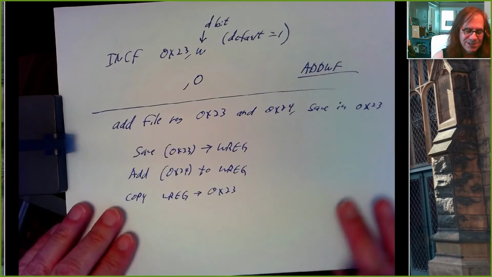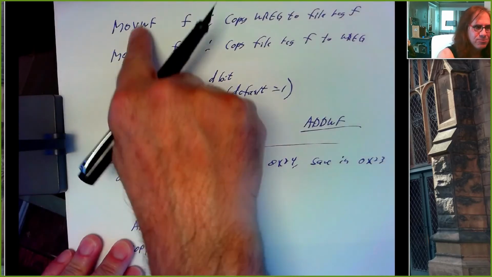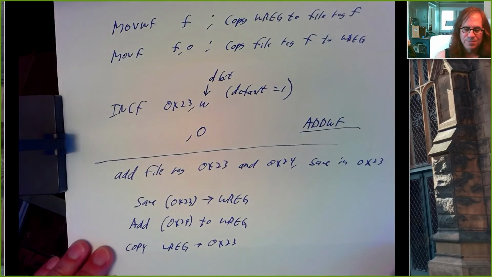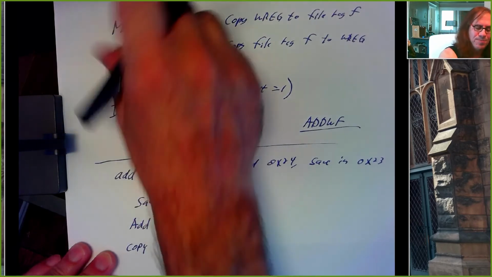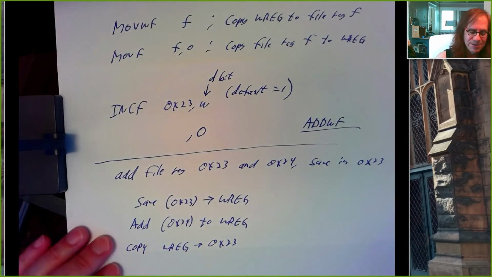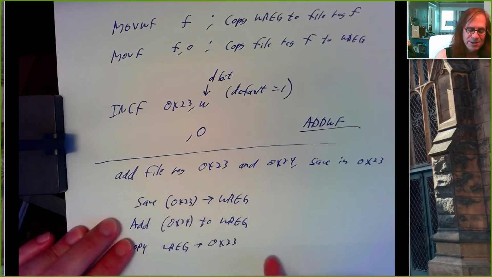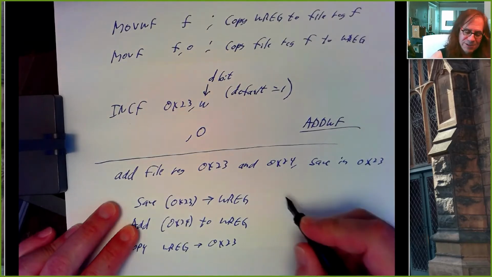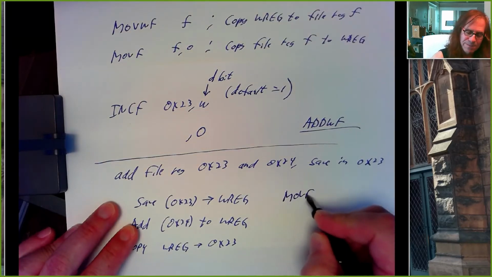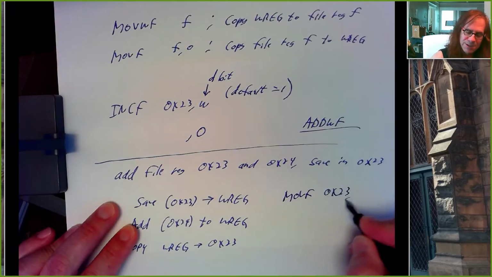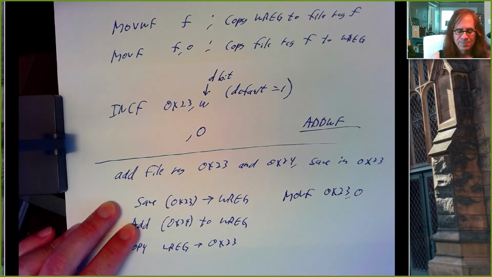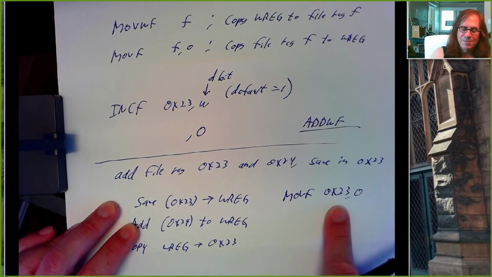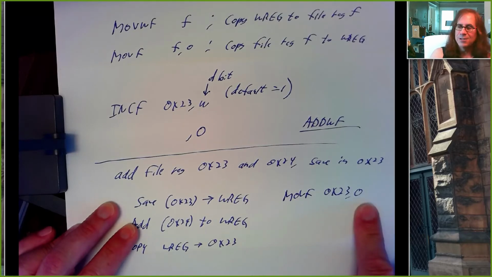All right, so let's look at examples here, right? And this is really confusing to most people until you've done it, you know, a half dozen times or so. These kind of sound like the same thing. So let's write some code to correspond to these. So copy file register 23 to the W register. So I'm going to say MOVF hex 23, comma 0. Okay, so I'm saying the destination bit is a 0, so the result of this move is to copy the contents of this register into the W register.